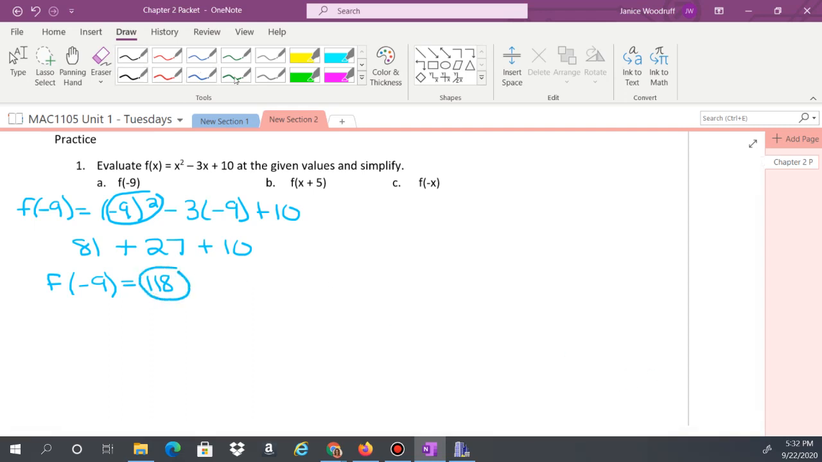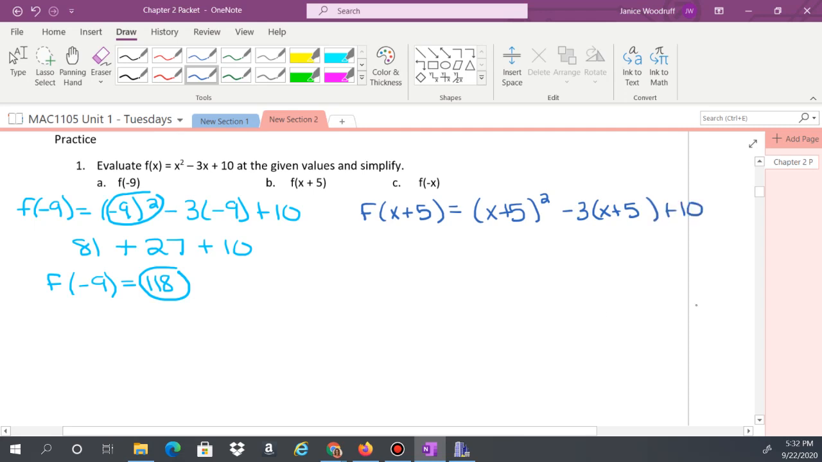Then we're going to go to B, which is f of x plus 5. Plugging this in, it's going to look like this: x plus 5 squared minus 3 times x plus 5 plus 10. All right, so we have to work this out. You're going to take the x plus 5 and square it, so you're going to write it twice. Then you have minus 3 times x plus 5 plus 10.